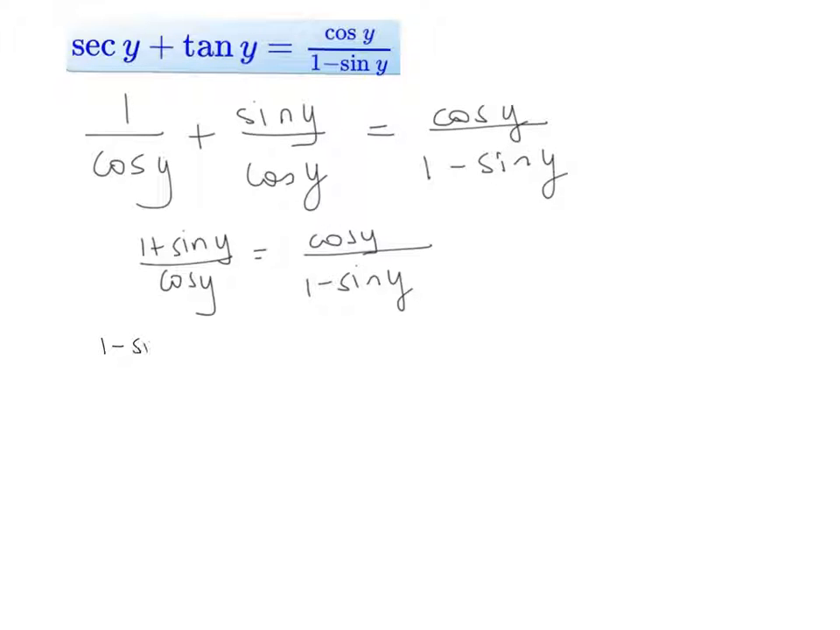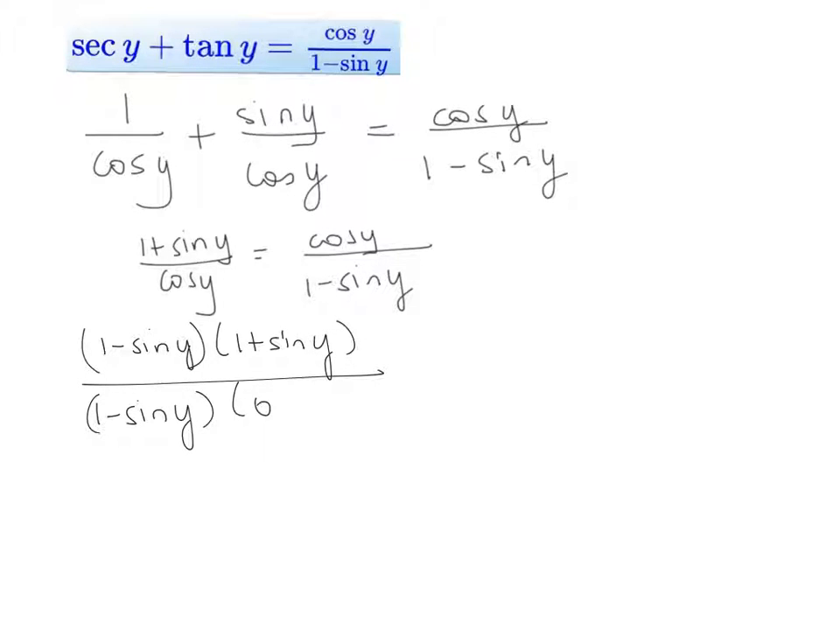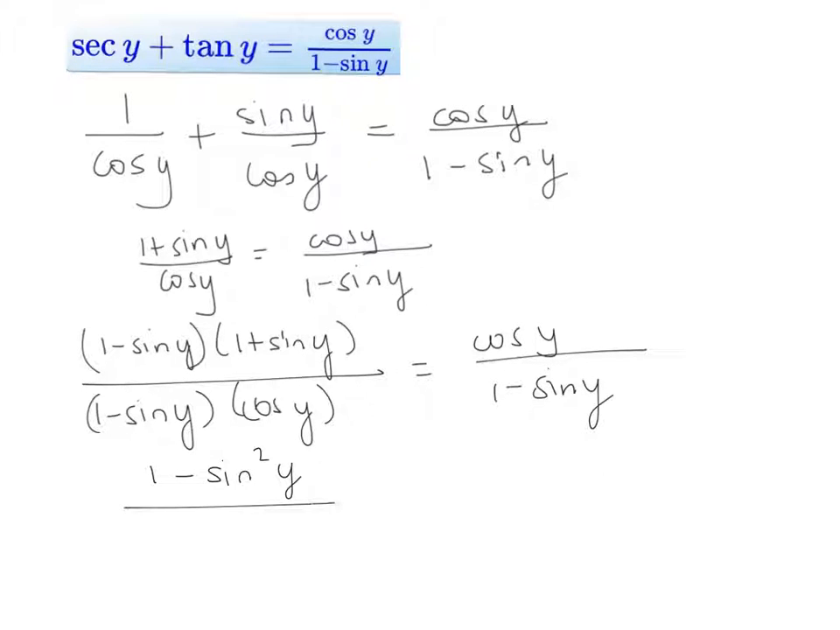So 1 minus sine y times 1 plus sine y over 1 minus sine y times cosine y. And that equals cosine y over 1 minus sine y. So if you look in the numerator, this is a difference of squares. So that is, if I FOIL it, I'll also get the same answer, 1 minus sine squared y over 1 minus sine y. And I'm going to ignore the right side, and I'm just going to continue this side right here.